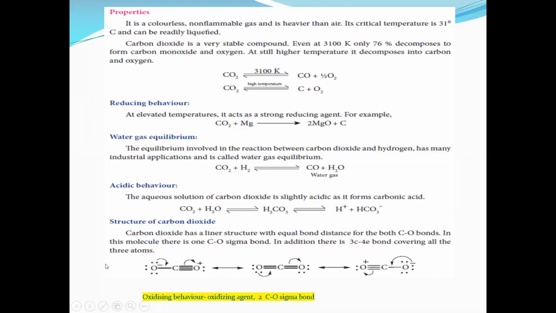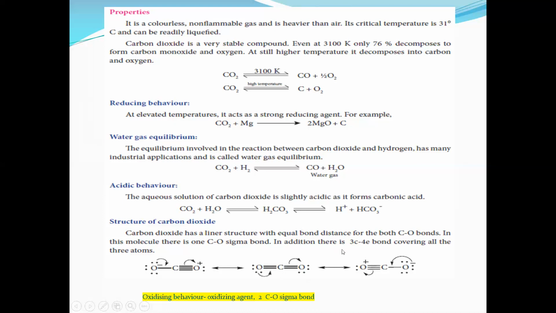So next one is the structure of carbon dioxide. Carbon dioxide has a linear structure with equal bond distance for both CO bonds. Here both CO bonds have the same bond distance. In this molecule there is not one, here it is 2. Kindly correct this one, 2. So 2 CO sigma bonds are there. How many sigma bonds are there? 1, 2. So 2 CO sigma bonds.